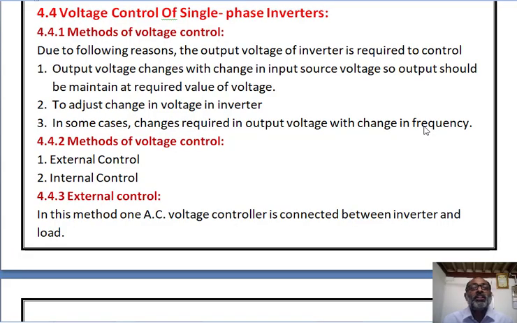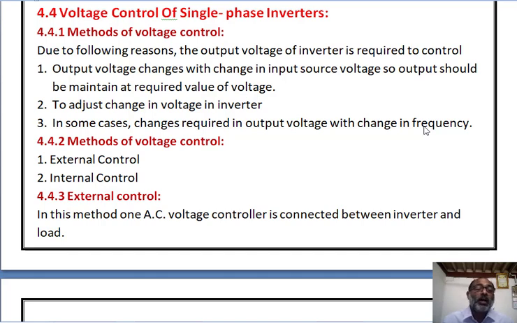Voltage control of single phase inverter. So, different types of methods of voltage control. Why is it required? Due to the following reasons, the output of the inverter is required to be controlled.